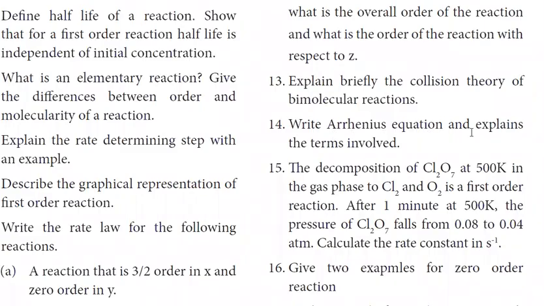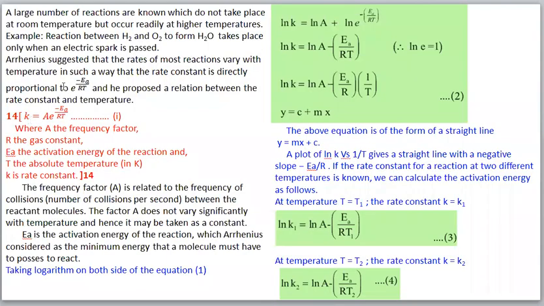Write Arrhenius equation and explain the terms involved. Arrhenius equation is, here we studied, rate constant is directly proportional to e raised to minus Ea by RT. So we can write rate constant k is equal to A e raised to minus Ea by RT. This A is proportionality constant, that is actually frequency factor.